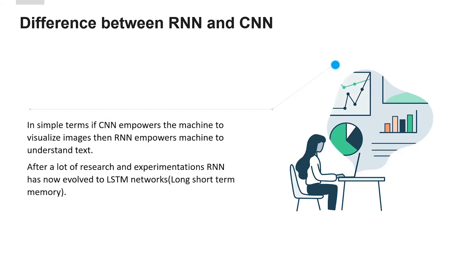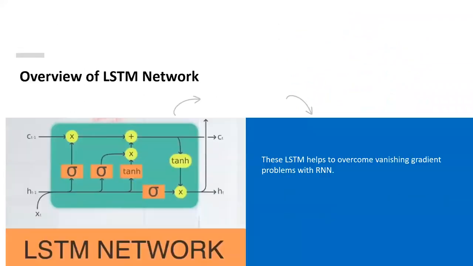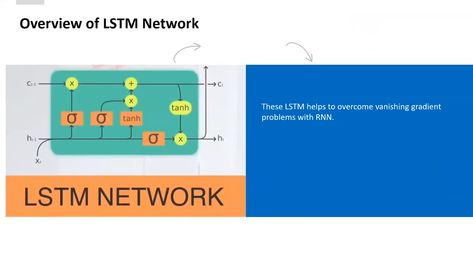Now, RNN has evolved, right? As I said, after a lot of research and experimentation, RNN has evolved to LSTM networks, which we call long short-term memory network. Here LSTM helps us overcome the vanishing gradient problem with RNN. We will understand what the vanishing gradient problem is later, but I will just try to give you an example.